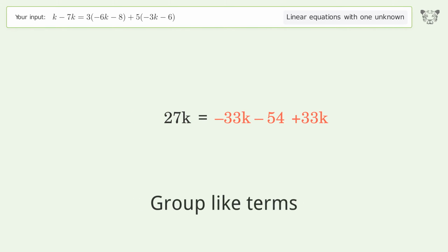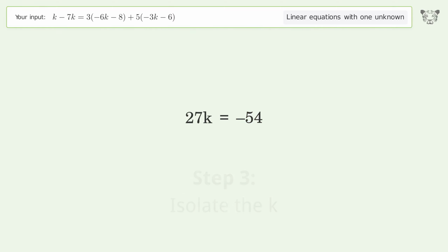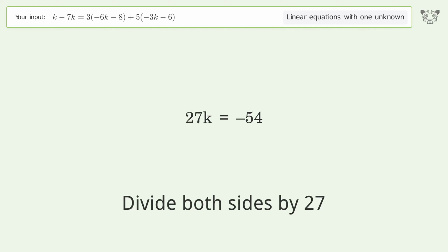Group like terms. Simplify the arithmetic. Isolate the k. Divide both sides by 27.